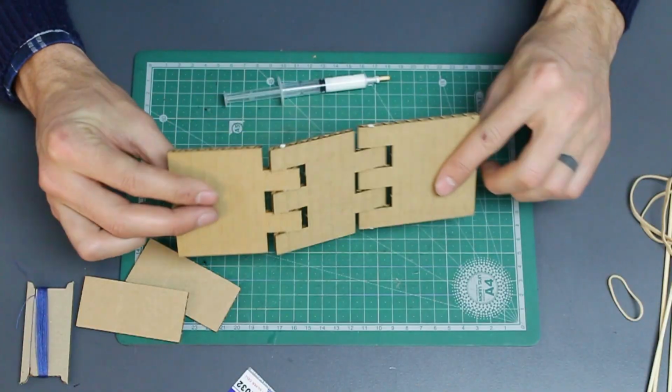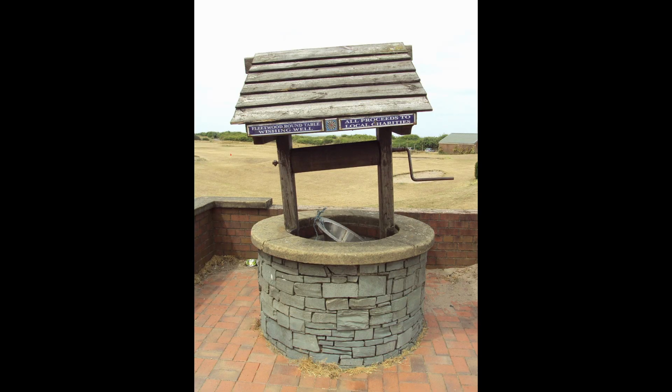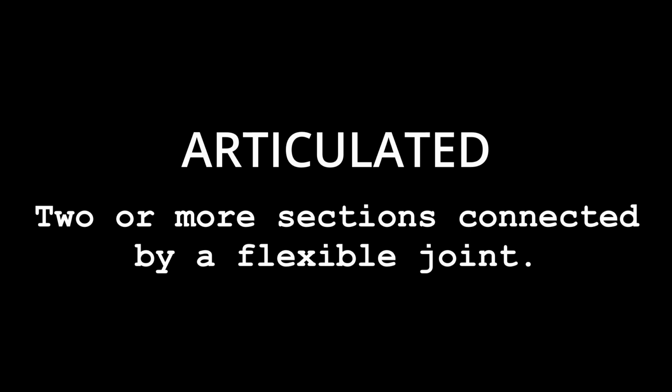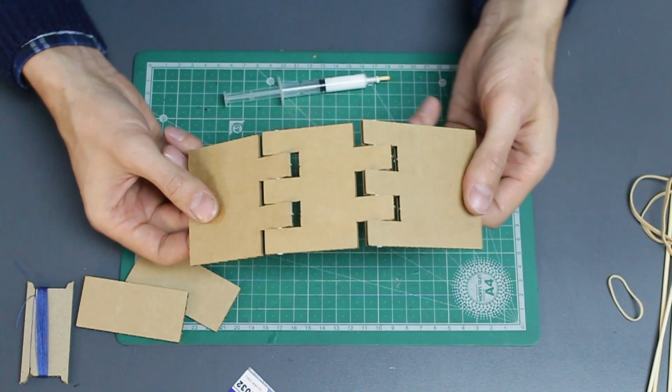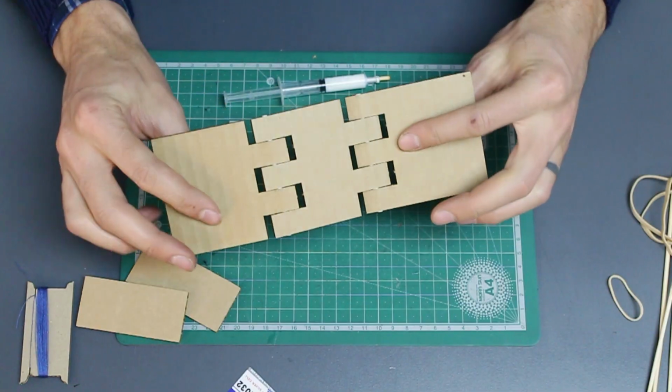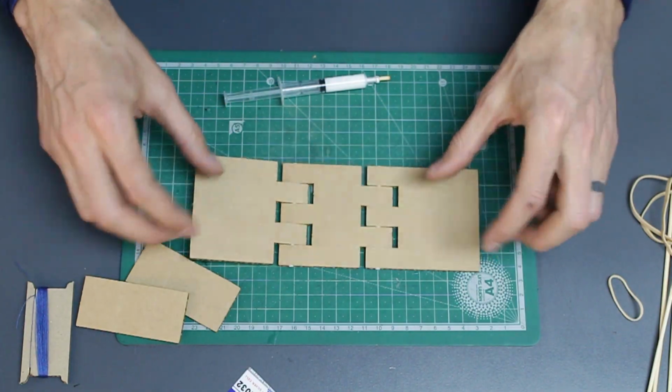Remember earlier I used the word articulated? Well, articulated means having two or more sections connected by a flexible joint. This is what our wheels are going to attach to on the base of your Mars rover.